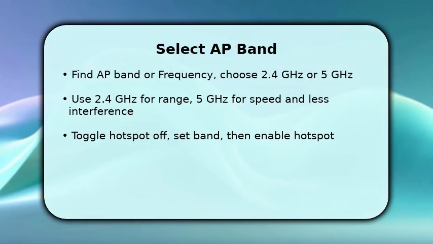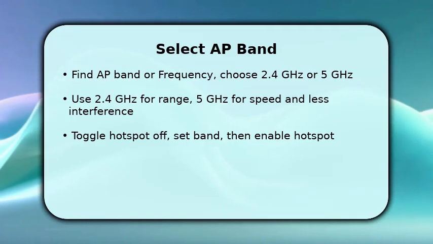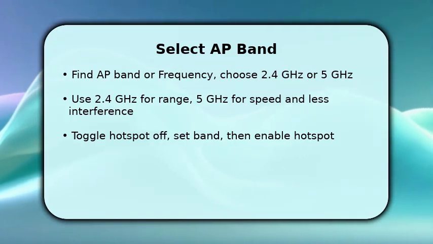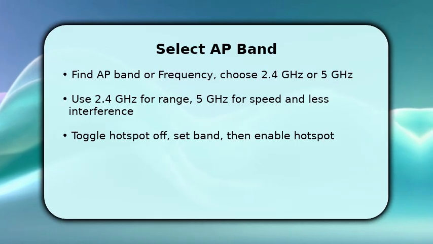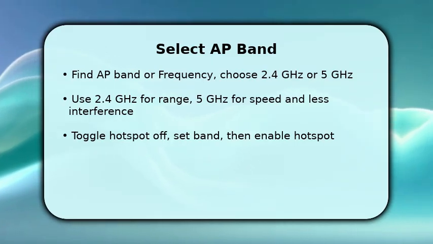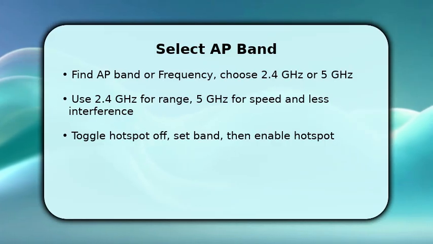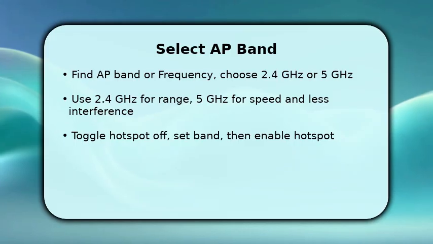Now you change the band. Locate AP band or frequency in that hotspot screen. Tap it and choose 2.4 GHz for wider coverage or 5 GHz for higher throughput and less interference. The choice matters because devices and walls affect performance.